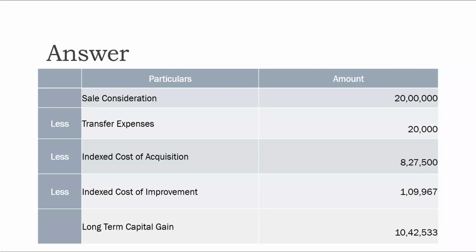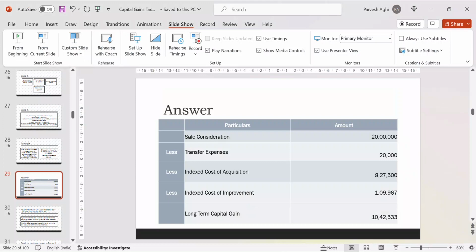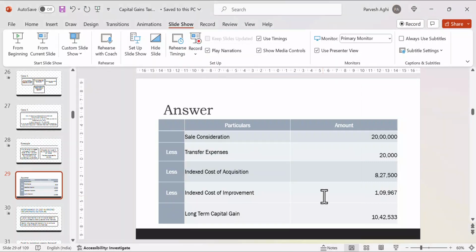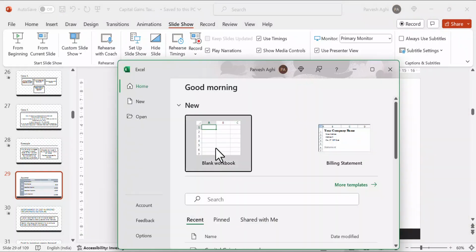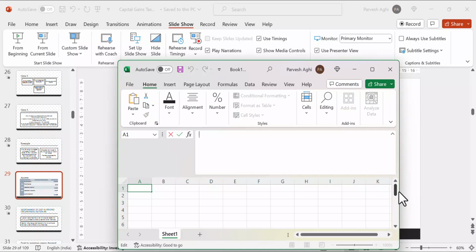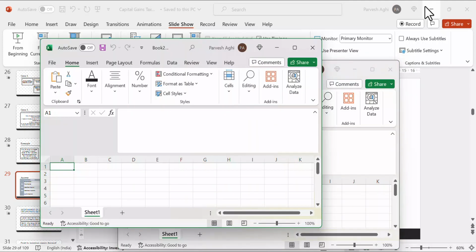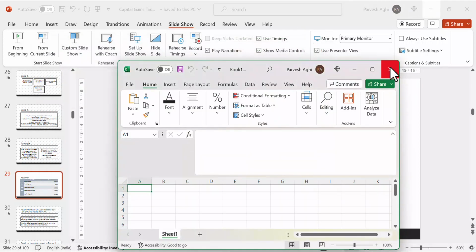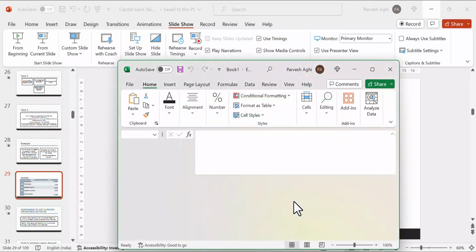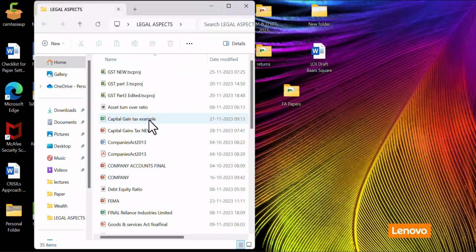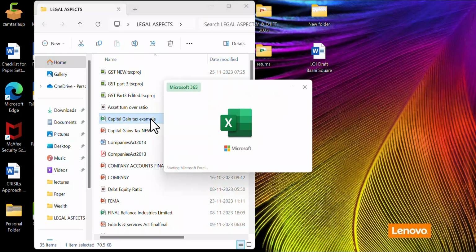So here, I've just shared an Excel sheet also. I'll go to the Excel sheet which I have calculated. I'm going to the legal aspect folder. I've shared these files here. There is a file called capital gains tax example. So there are various kinds of scenarios.